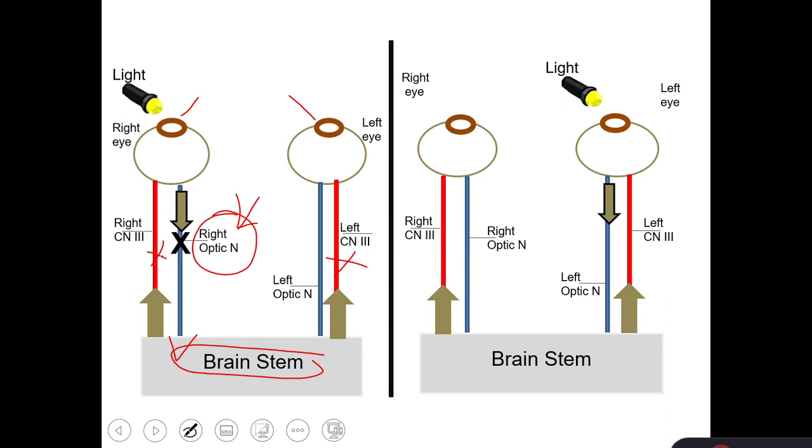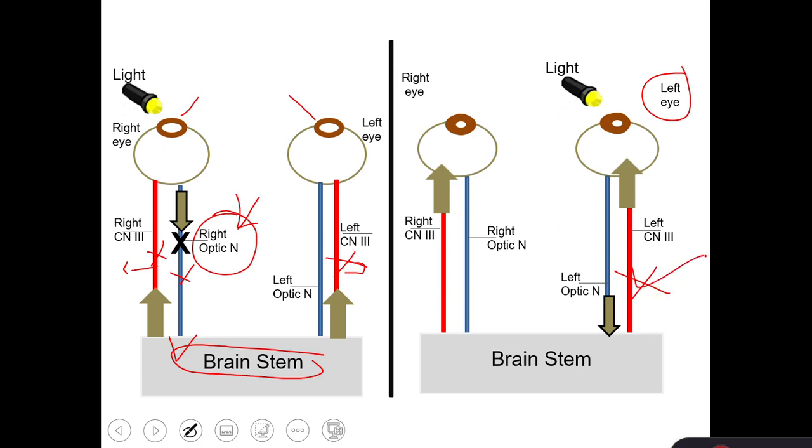So how to prove that the issue is in the right optic nerve and is not in the oculomotor nerves? You repeat the test using the other eye, which is here the left eye. You shine the light on the left eye. Here, the left optic nerve is able to give the signal to the brainstem. Both pupils constrict. This means that the left and right oculomotor nerves are okay, and the issue here is in the right optic nerve.